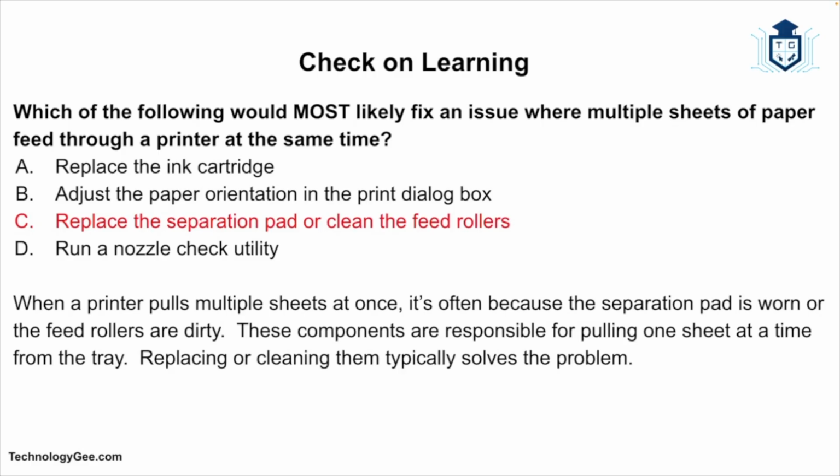So when a printer pulls multiple sheets at once, it's often because the separation pad is worn or the feed rollers are dirty, and these components are responsible for pulling one sheet at a time from the tray. Replacing or cleaning them will typically solve the problem.